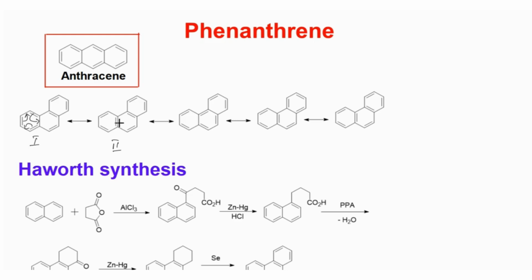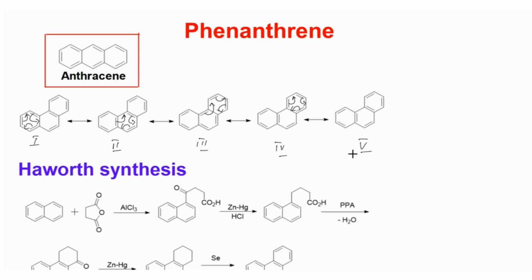Now I am going to rotate further, like this. So I get this third form. Now I am going to rotate further like this. So I get this fourth form. If you rotate one more time this way, we can get a total of 5 resonant forms for phenanthrene. Okay.